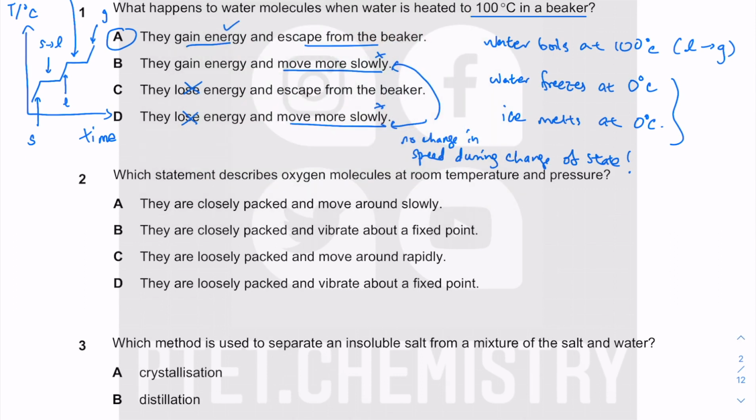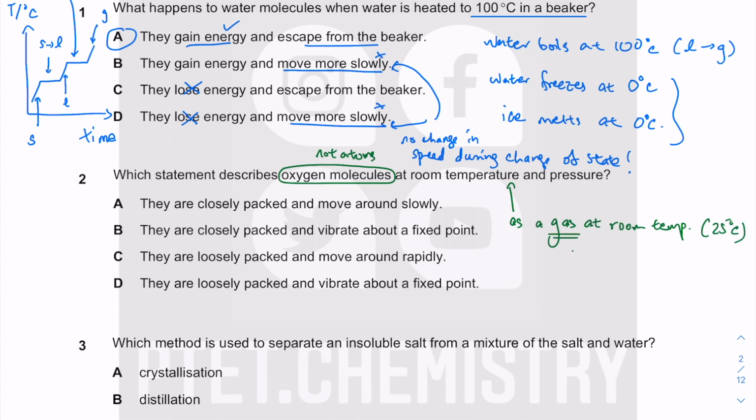Question 2, which statement describes oxygen molecules? So this is oxygen molecules because it's not atoms, but really it's asking you, how does oxygen exist at room temperature and pressure? You are definitely breathing in oxygen at the very moment. Oxygen is present in the air that you are breathing in, and that oxygen is present as a gas at room temperature and pressure. Room temperature is 25 degrees Celsius.